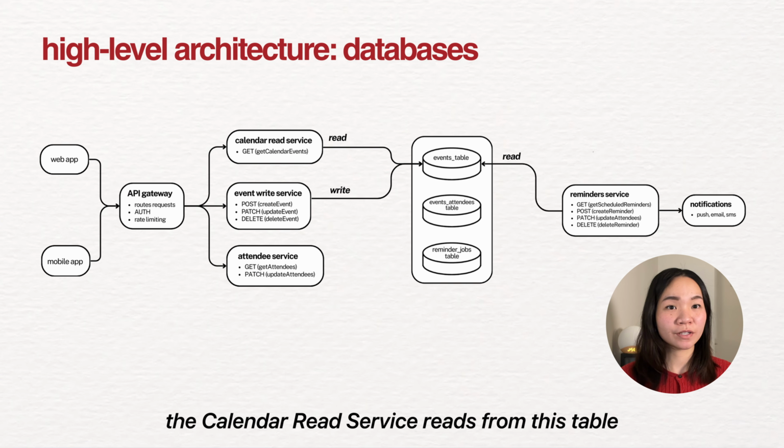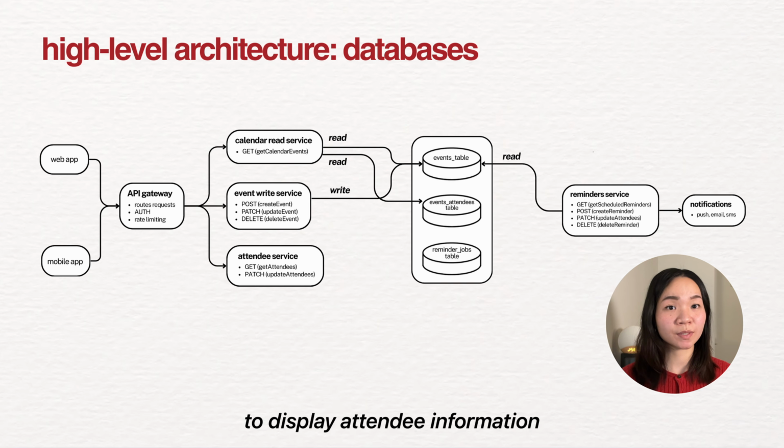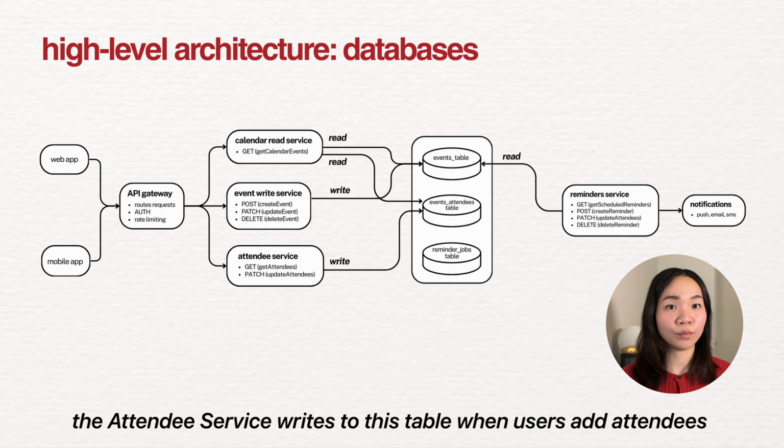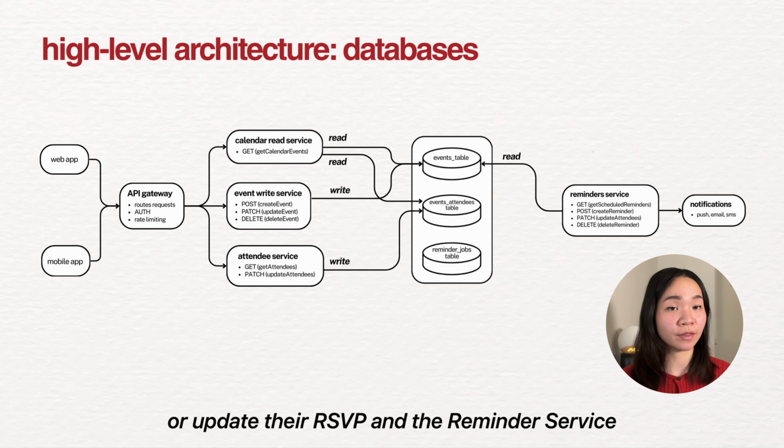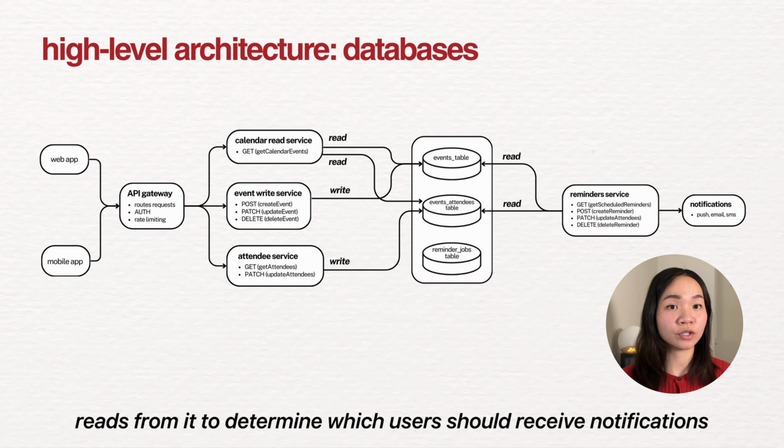The calendar read service reads from this table to display attendee information. The attendee service writes to this table when users add attendees or update their RSVP, and the reminder service reads from it to determine which users should receive notifications.